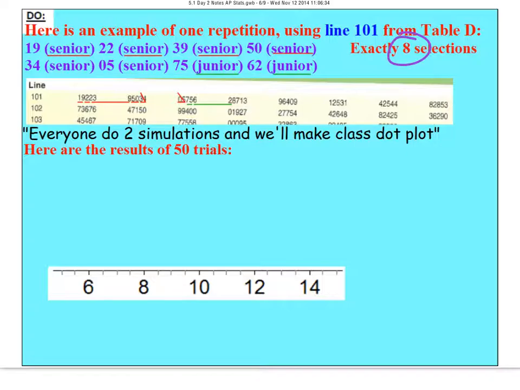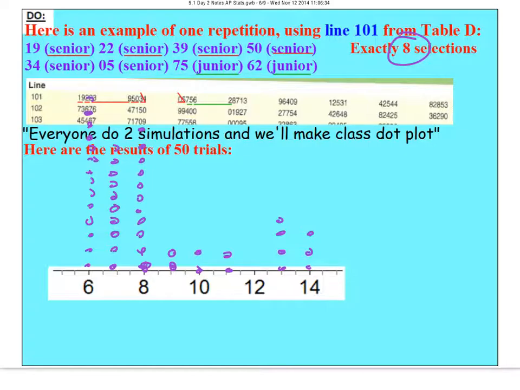So if we were to run a simulation on this, and let's say we would have everyone do 2 simulations and it would make a class plot, hoping to get 50 trials. If we record our results here, so we could do our 8 right now, what will it look like? Running this simulation 50 times is going to result in this particular dot plot.